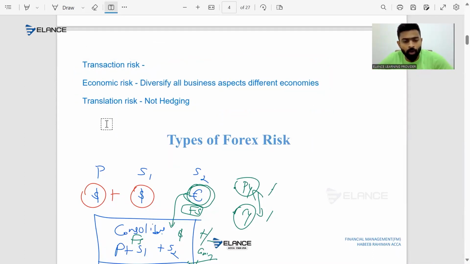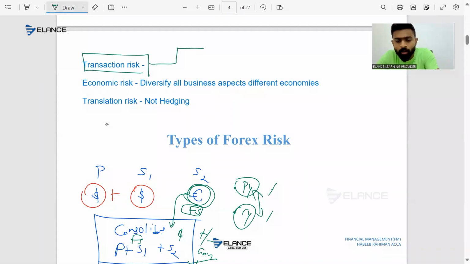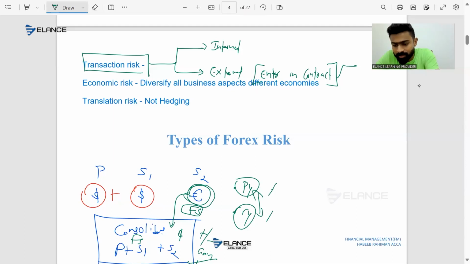Now we will learn about how to mitigate transaction risk. This is the core risk we will be considering more. There are two methods to reduce the transaction risk. One is the internal method, the other one is the external method. Internal means internally we will do some methodologies, some processes to make certainty. External means we will enter into some contracts to reduce the risk, to make certainty.